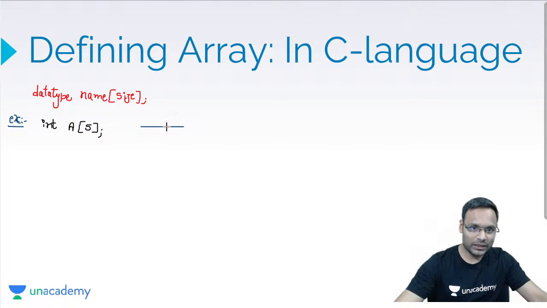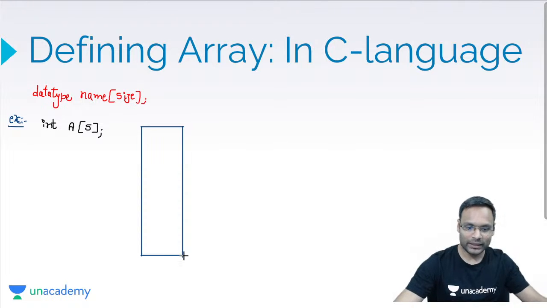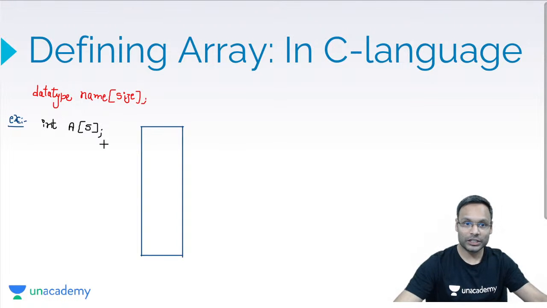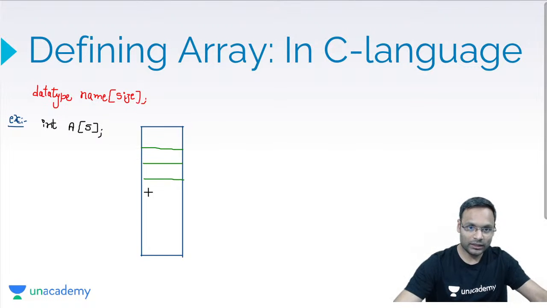Okay, let me take you into more detail of this. How exactly will this particular array be stored in the memory? This particular array will be stored in the memory on consecutive locations. So first of all, the first element will be stored, then the second one, then the third, the fourth, then the fifth. The entire array will be stored on consecutive locations in the memory.